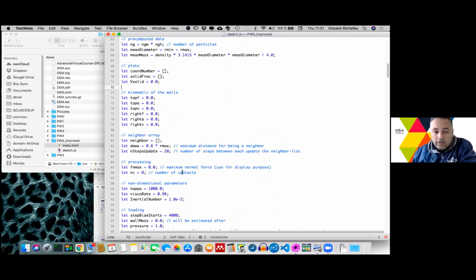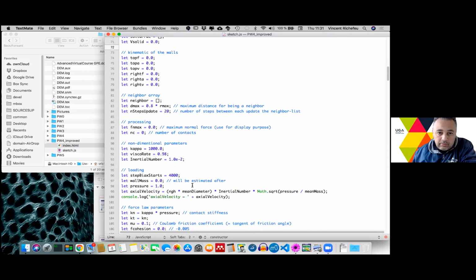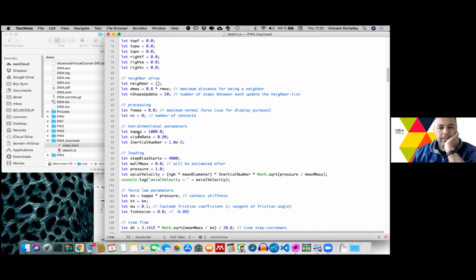I have not a lot of time, so I will try to concentrate. Okay, here we see that instead of defining directly the stiffness between the particles, I will define the dimensionless number kappa to the minimum value, because with a small value of kappa, the simulation will be easier to run. I will look at the chat after. Okay. Here, viscous rate is set directly, and I define an inertial number.